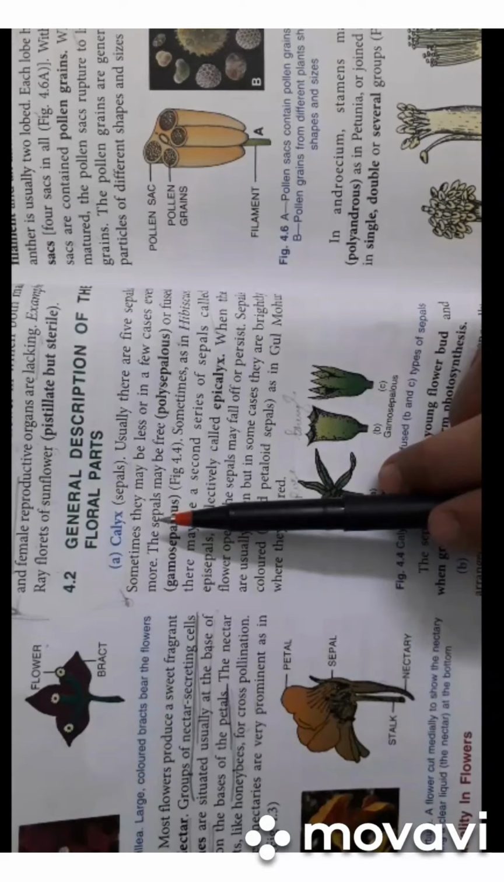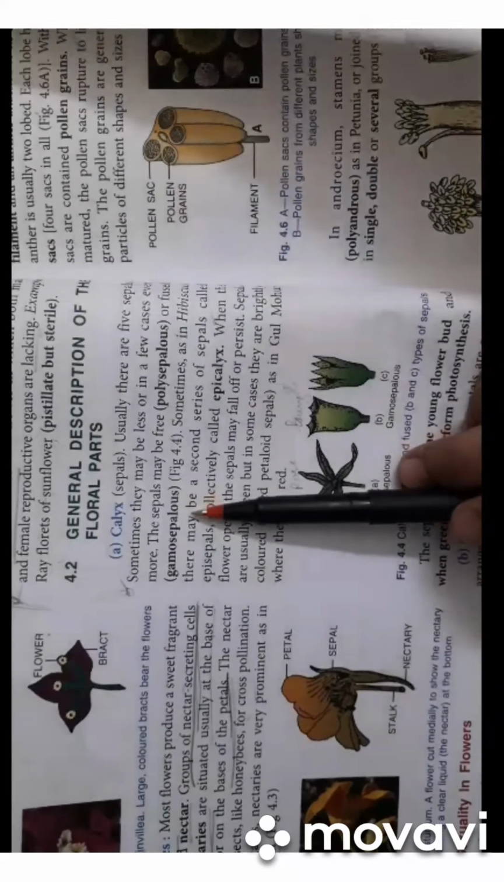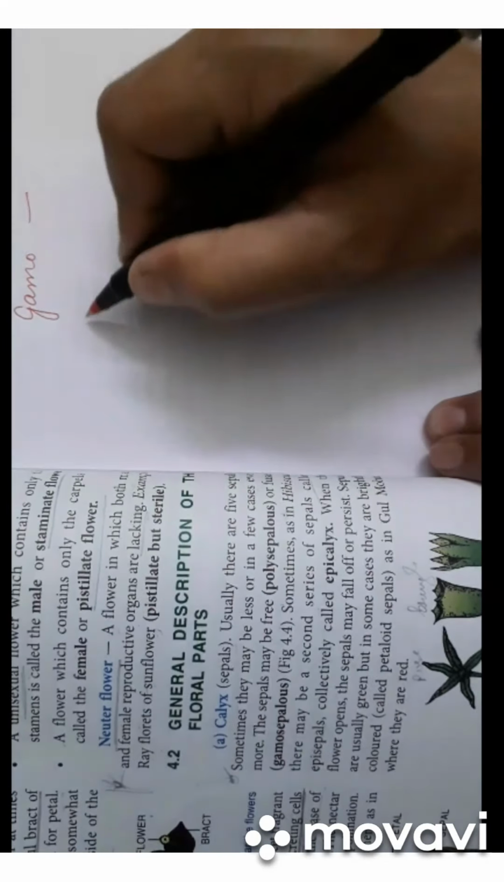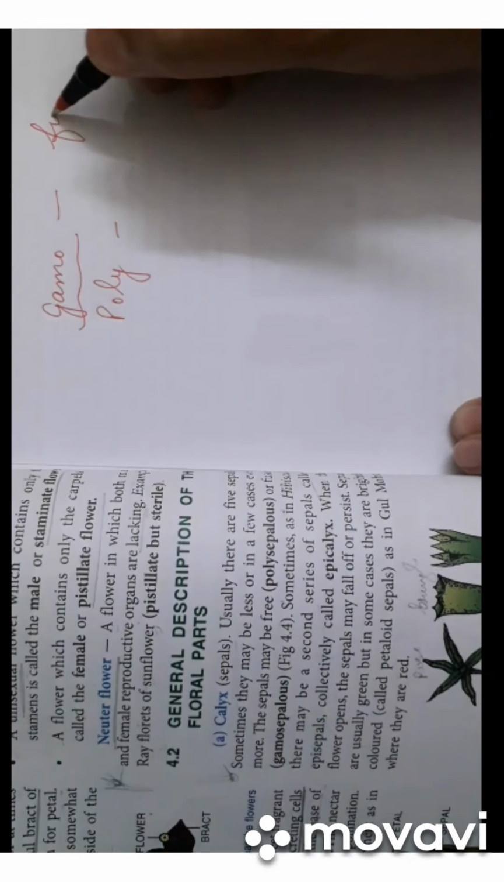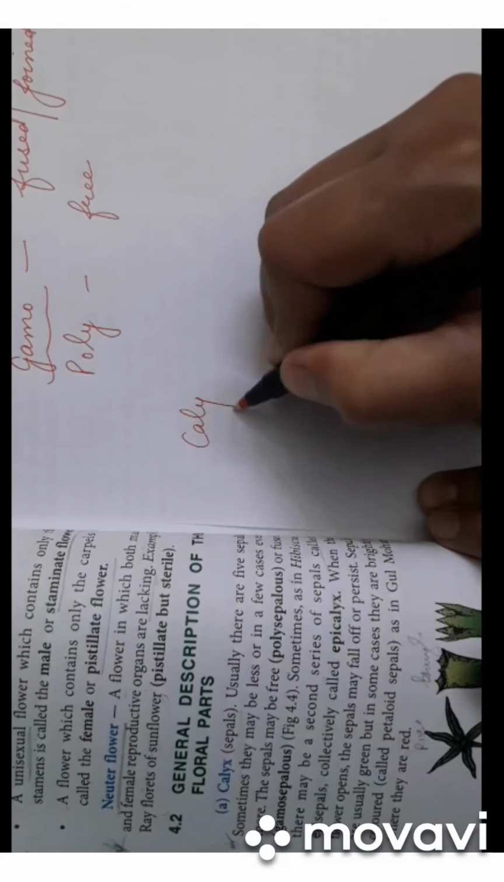Now you will learn some more terms related to the description of the flower. For example, let us start with calyx and corolla. So remember one term, gamo, and poly. Gamo will be used for fused, or we call it joined. And poly is the term used for free. So we are going to study calyx in detail.